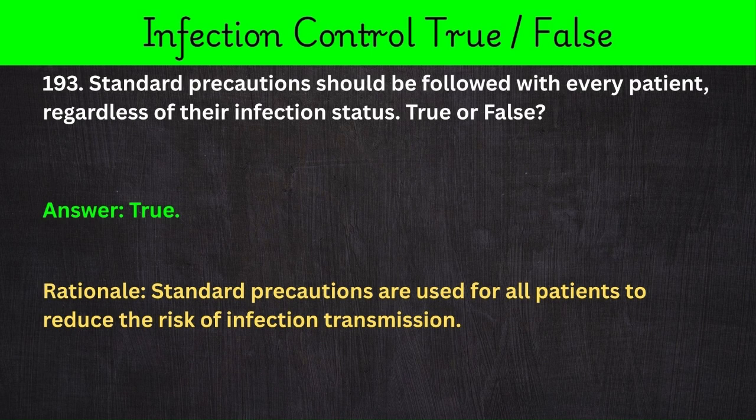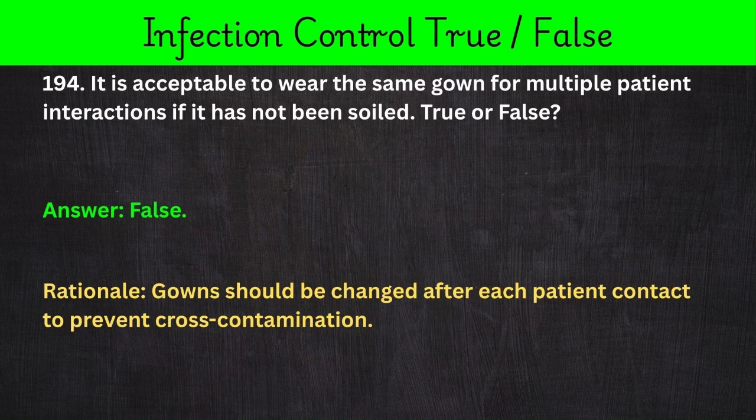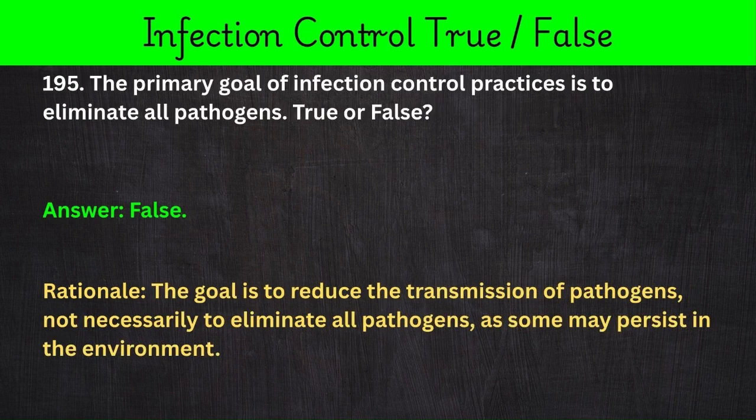True or false? Answer: true. Rationale: standard precautions are used for all patients to reduce the risk of infection transmission. 194. It is acceptable to wear the same gown for multiple patient interactions if it has not been soiled. True or false? Answer: false. Rationale: gowns should be changed after each patient contact to prevent cross-contamination.